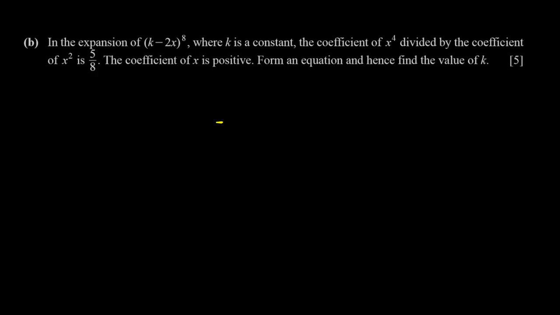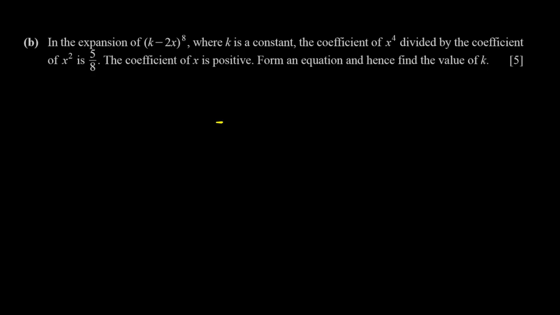Right now, here you've got a big complex question. And the way you do a complex question is you always break it down into smaller questions. So firstly, what we're going to do is find an expression for the coefficient of x to the 4, and also an expression for the coefficient of x squared. That's how we're going to start.